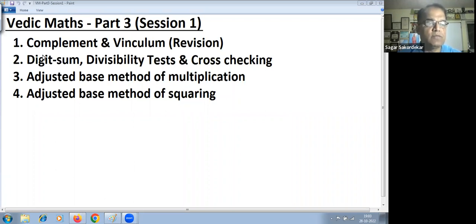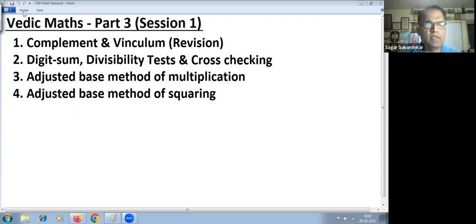In today's session, we'll be having these four topics: complement and vinculum, which I already did earlier. We'll revise it. Then digit sum, divisibility test, and cross-checking. Then adjusted base method of multiplication. And the last topic, adjusted base method of squaring.